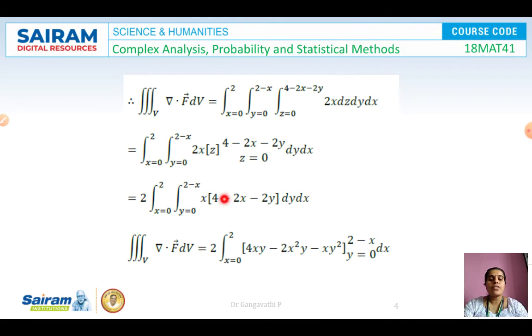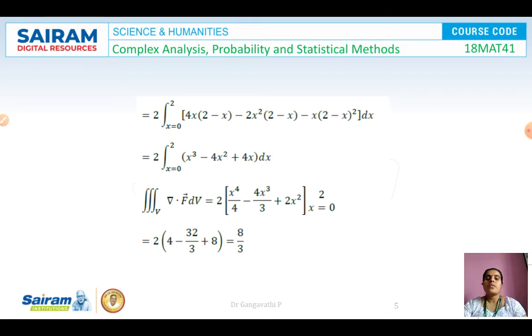So 4 into x, the integral with respect to y is 4xy. 2 minus 2x square, the integration with respect to y is 2x square y. And minus 2x into y, and the integration with respect to y gives us 2x into y square by 2. 2 and 2 get cancelled. So you have only x into y square by 2 between the limits 0 and 2 minus x, and this dx is as it is. Now let us simplify by substituting the limits. Wherever we have y, it should be replaced with the upper limit 2 minus x. For the lower limit it becomes 0.